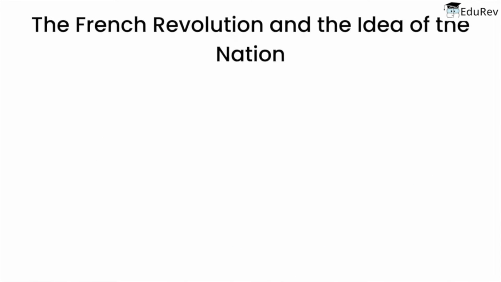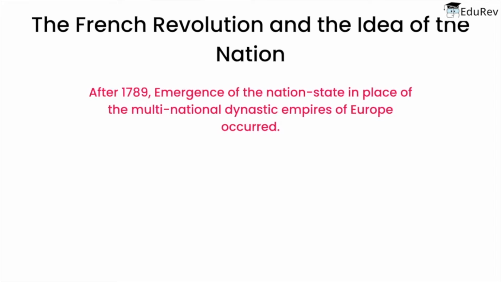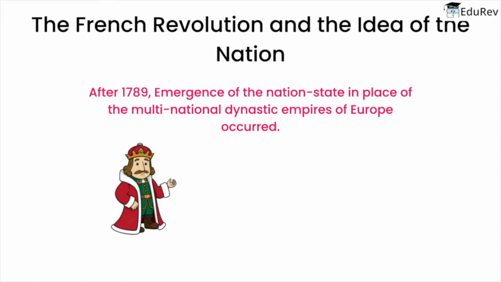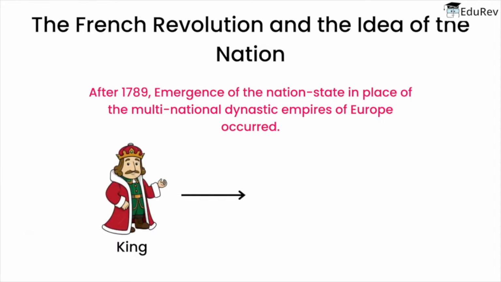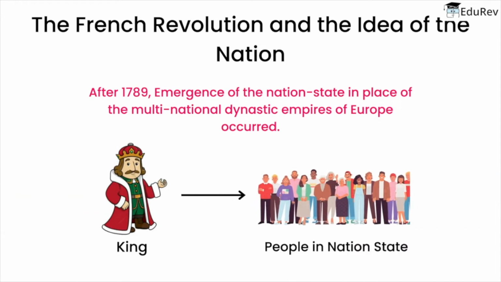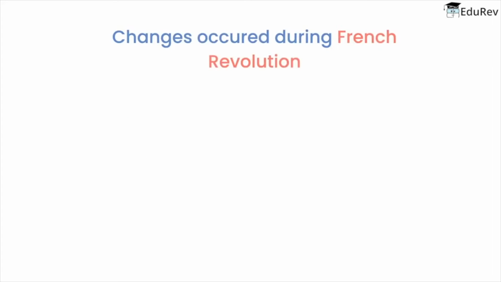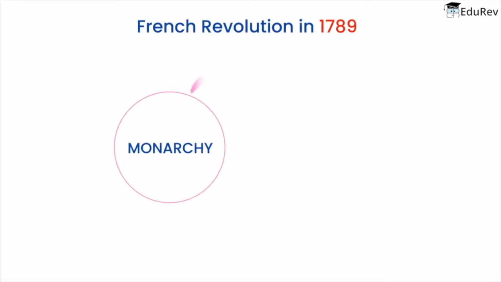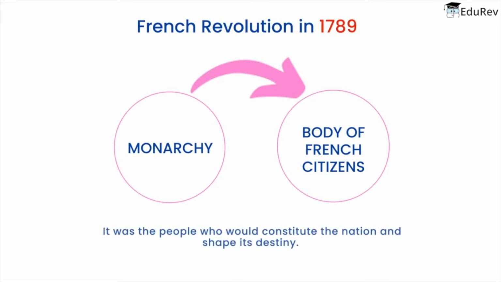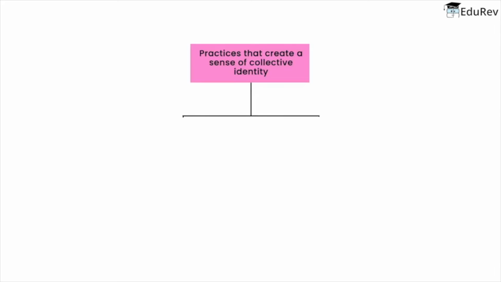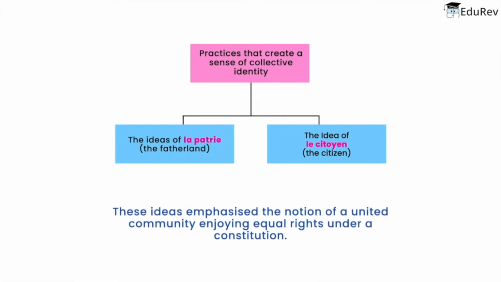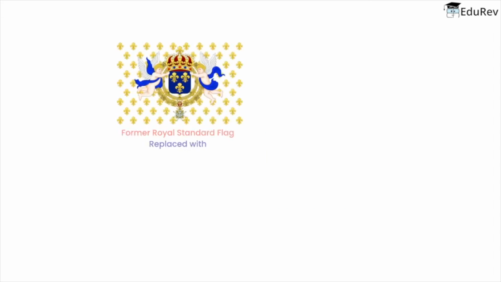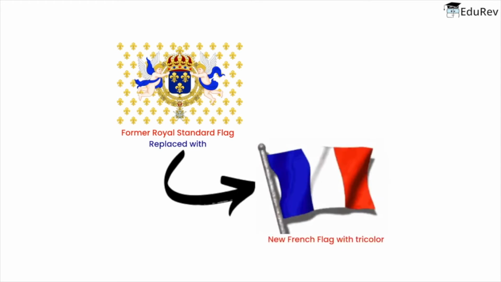Let's now come to the French Revolution and the idea of the nation. In 1789, nationalism came with the emergence of the nation-state in place of the multinational dynastic empires of Europe. The French Revolution and the political and constitutional changes led to the transfer of sovereignty from the monarchy to a body of French citizens. Various measures and practices were introduced, such as the ideas of la patrie, the fatherland, and le citoyen, the citizen. A new French flag, the tricolor, was chosen to replace the former one.